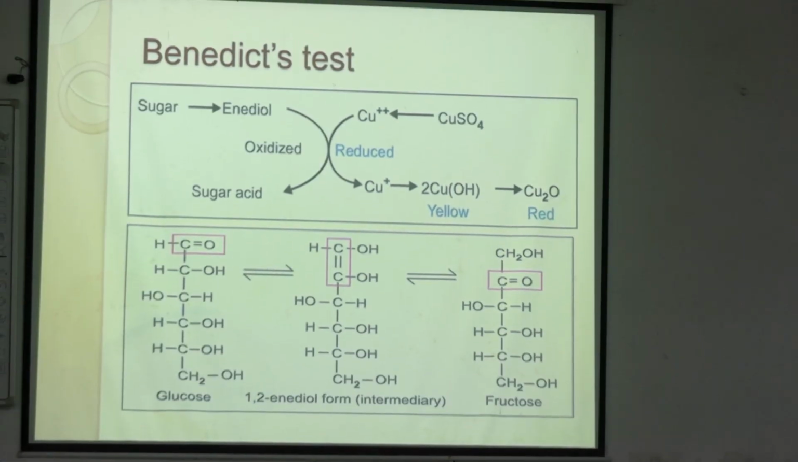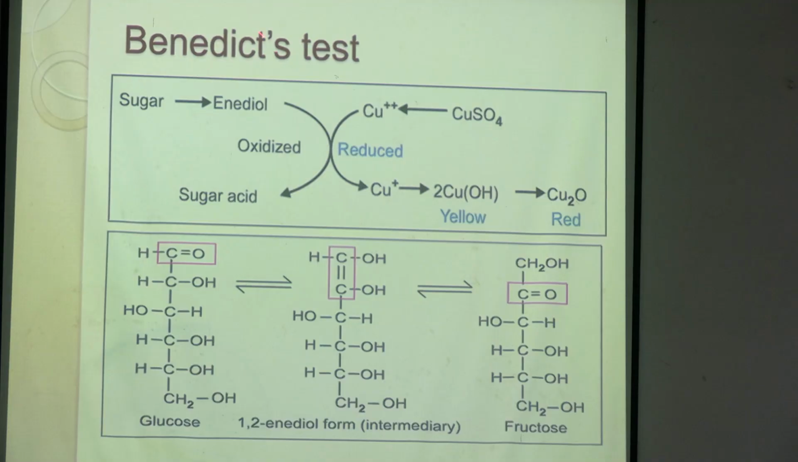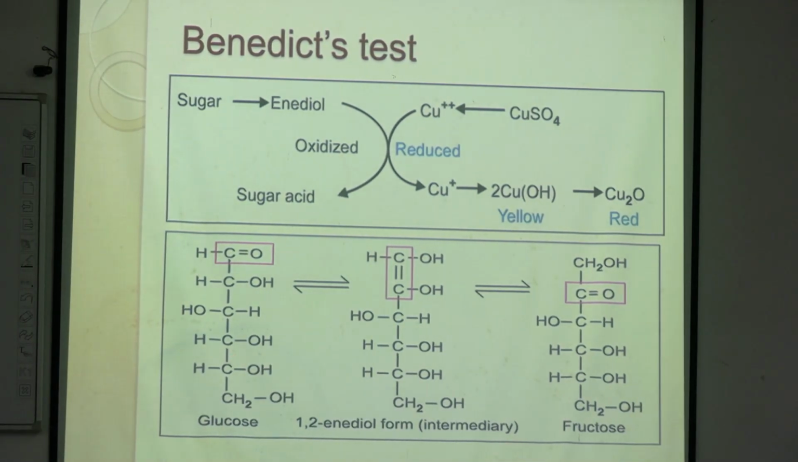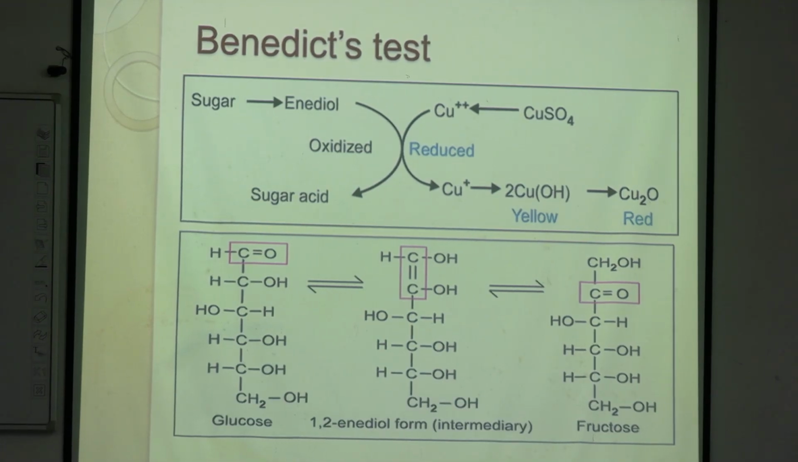any reducing sugar will be converted into an intermediary component, that is enediol. Here we can see glucose and fructose both form the same enediol, 1,2-enediol. What is enediol? It is the change of double bond. In glucose and fructose, the double bond was with oxygen. In enediol, it is between two carbon atoms, between 1 and 2 in case of glucose and fructose enediol.